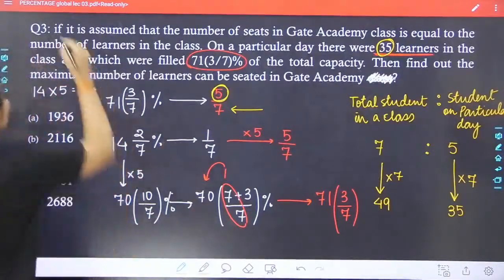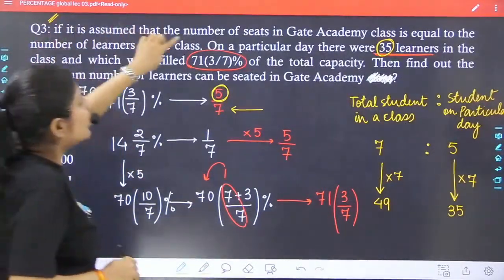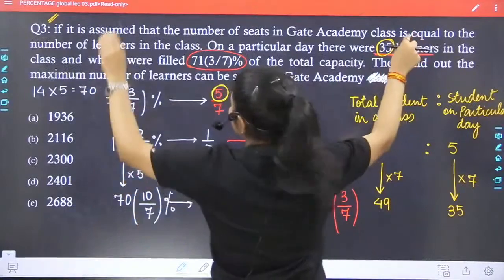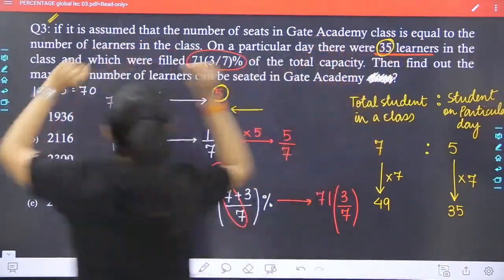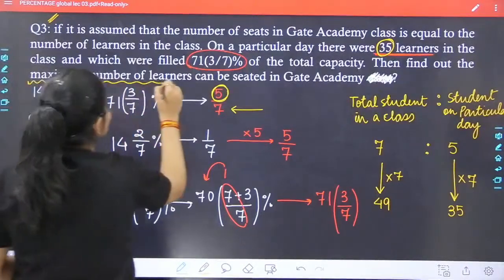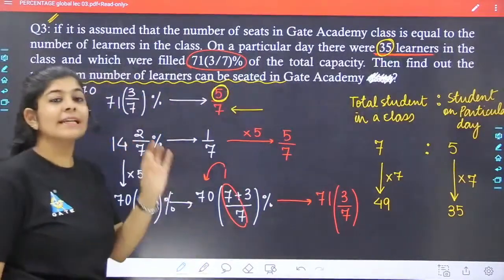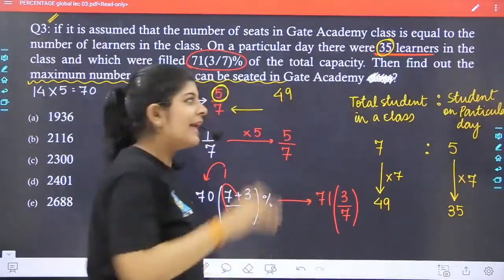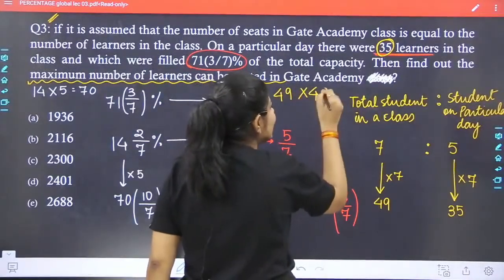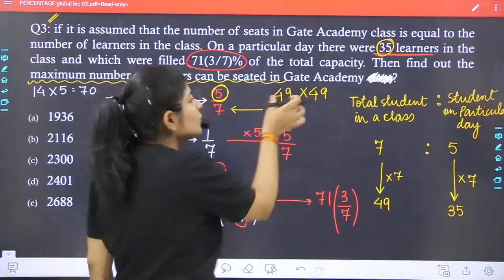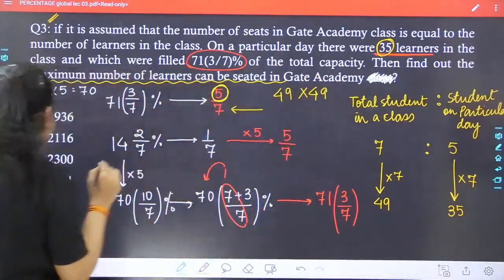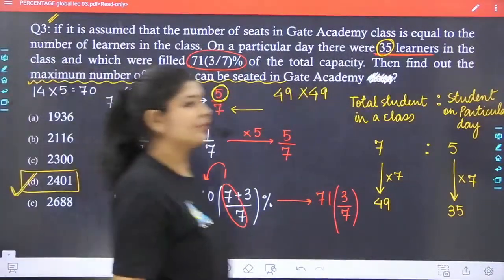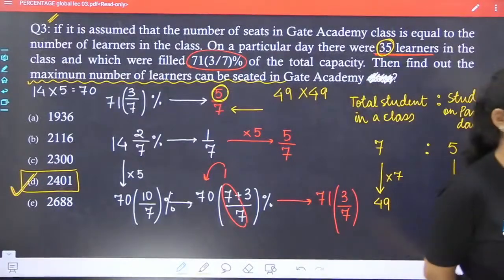Now, it is given in the very first line that the number of seats in a single GATE Academy class is equal to the number of learners in the class. Now we have to calculate the maximum number of students that can be seated in GATE Academy. So, in one class, 49 students can be seated and there are 49 classes as well. So we multiply 49 by 49 and we will get our answer as 2401. That means option number D is the correct answer.